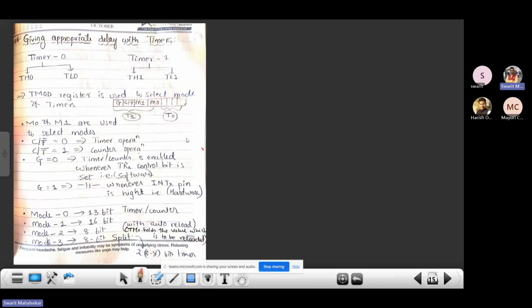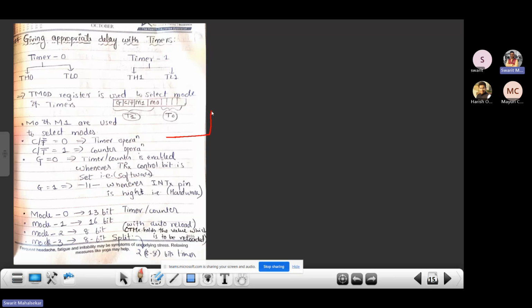So when I say that my C/T bar is 0, that means that particular timer will perform the timer operation. In our project, it is responsible for creating a delay of 1 minute, which is equivalent to 60 seconds, right? With this, we can actually create a delay of 1 minute.